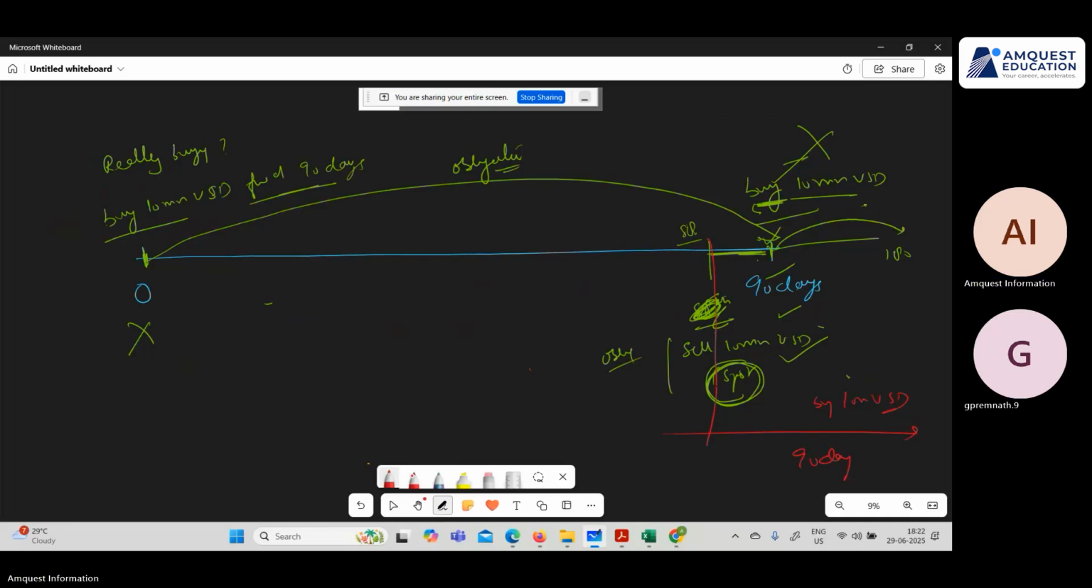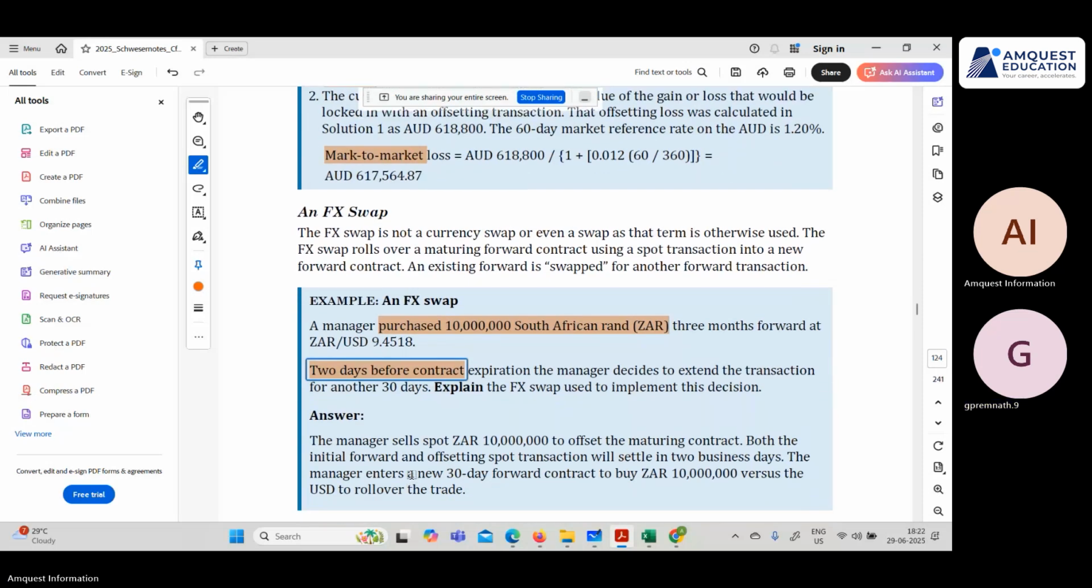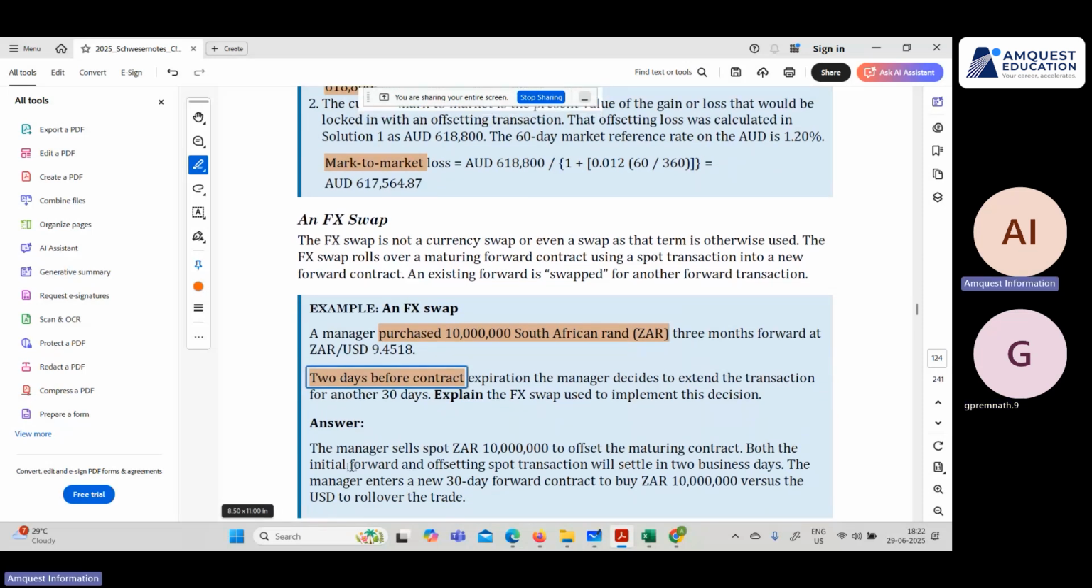Okay? Now look at this. If you're not sure, just keep asking me, okay? I don't mind telling you again and again. Now look at this. The manager purchased, when he uses the word purchased, 10 million ZAR, effectively he just entered into the contract and he really didn't purchase it.